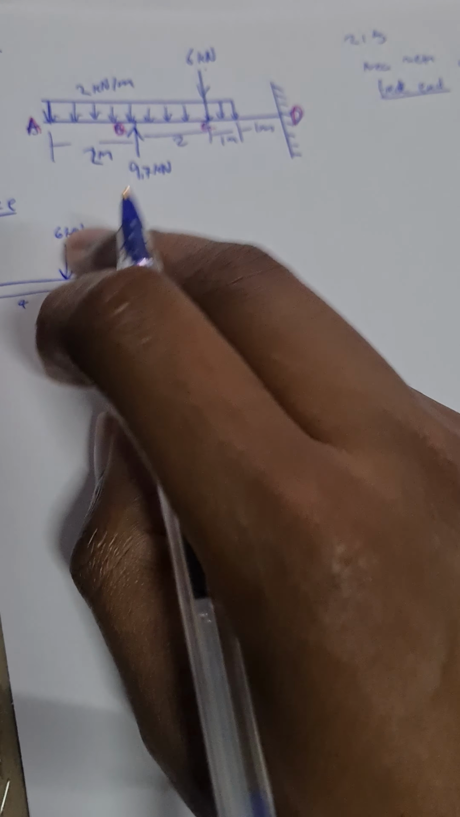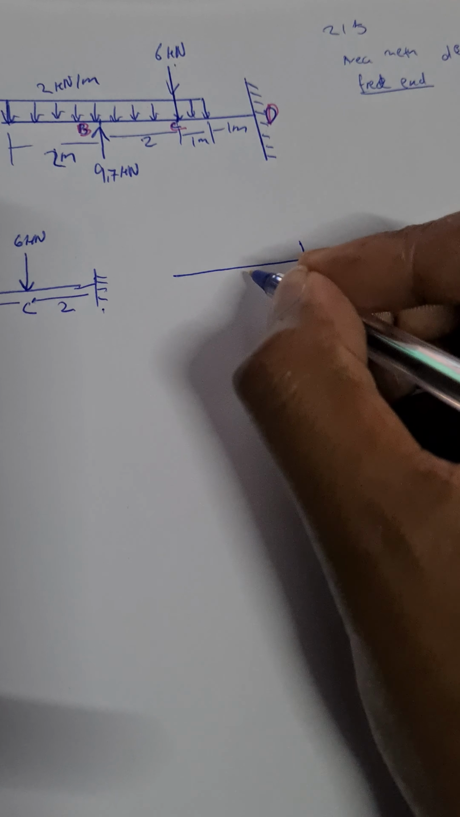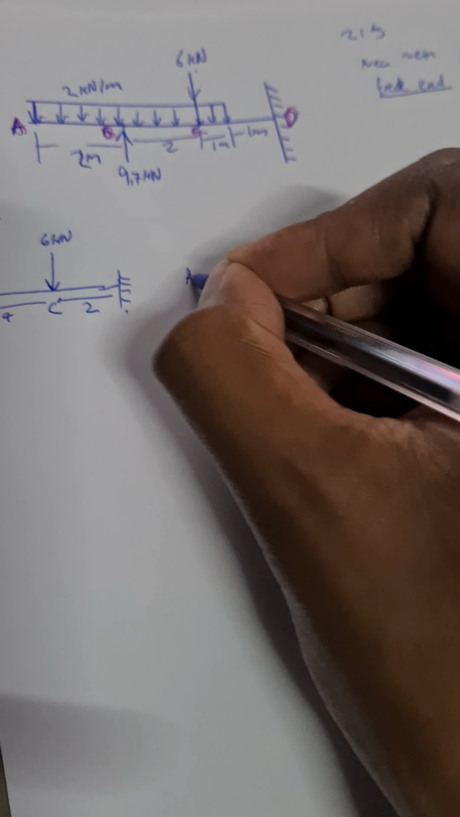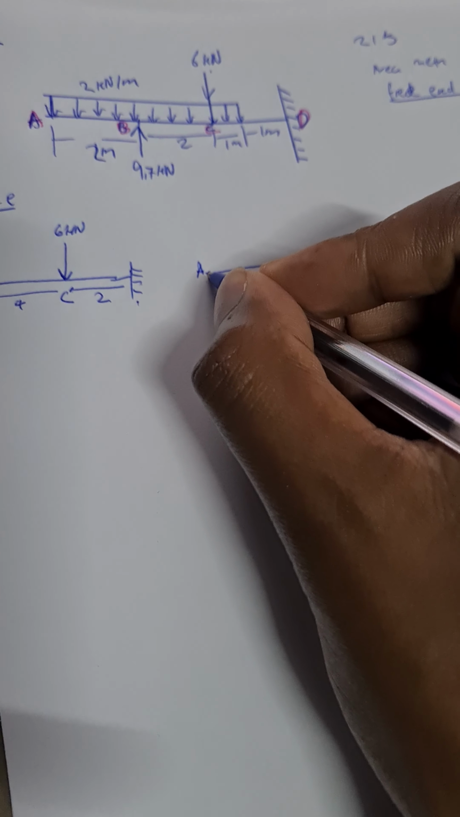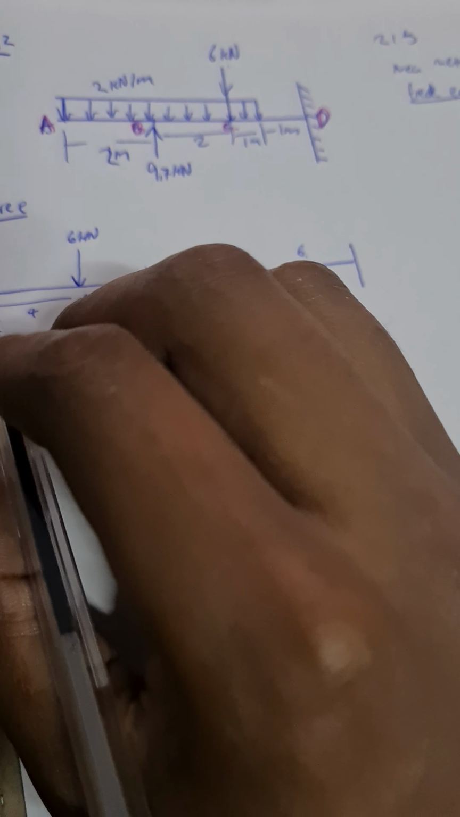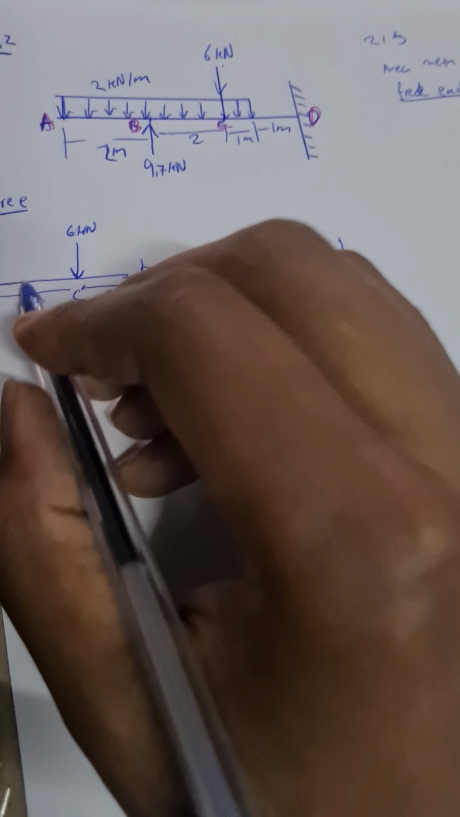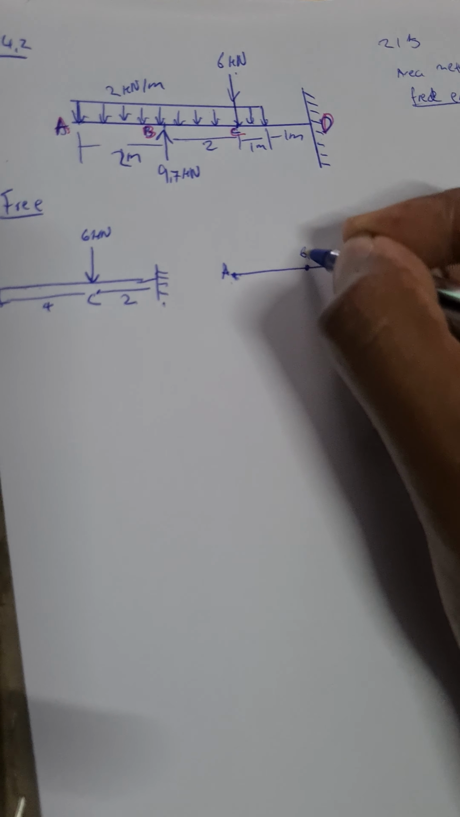So next to, not under, next to C, you draw a bending moment diagram. For this one, you include A also, because why? They want a deflection at the free end. A is your free end, so you must always include it. And then where is 6? 6 is here. What is the bending moment here? It's 0. Free end bending moment here is 0. Here it's 0. Here also it's 0. So at C, that's where it starts.